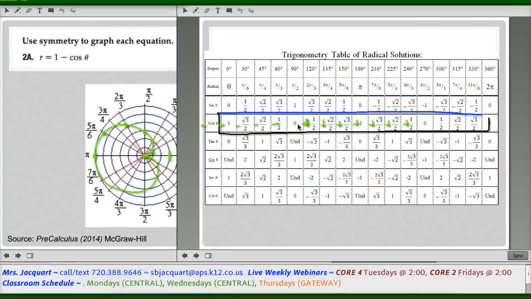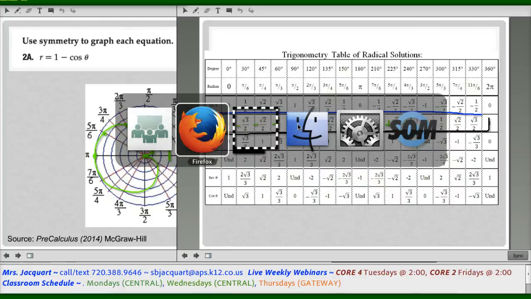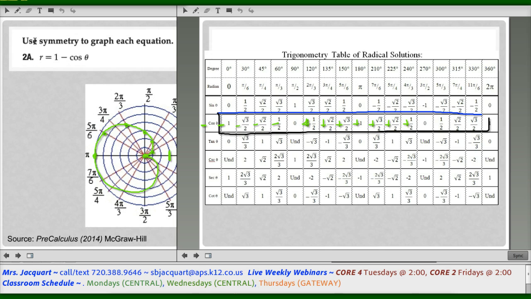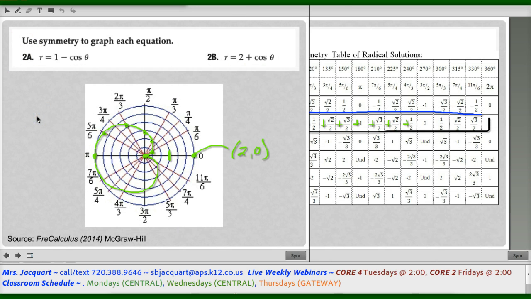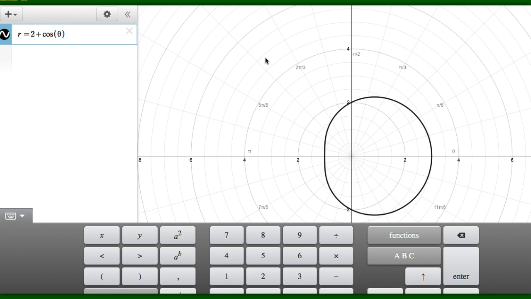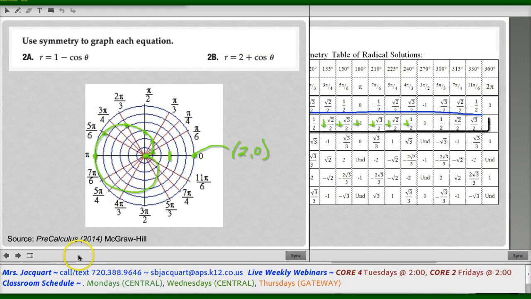Cool! Let's go do our graph and see what it looks like. 1 minus cosine theta. Got it! Okay. So that's kind of how you do stuff like that. That one's called a cardioid. Let's just do this graph here in our graphing calculator. So 2 plus cosine. And that's what our lovely graph looks like. It's just kind of cool. Goes out to 3 and all that good stuff.